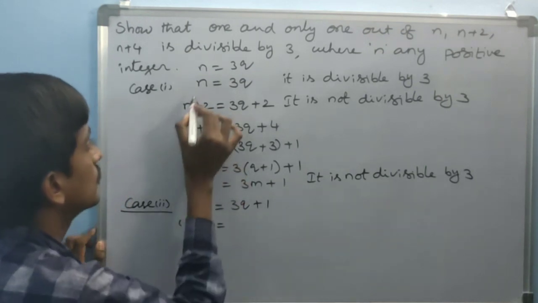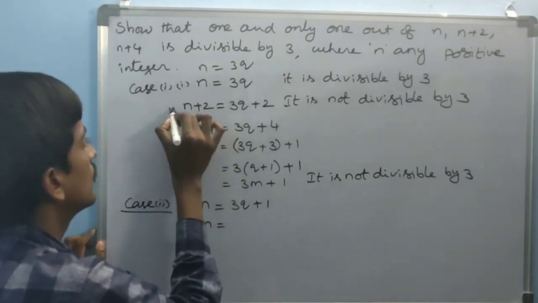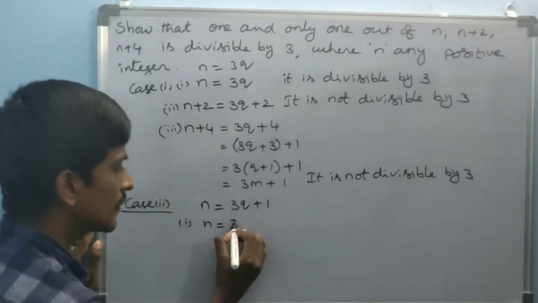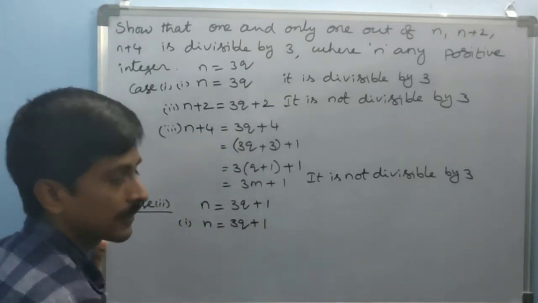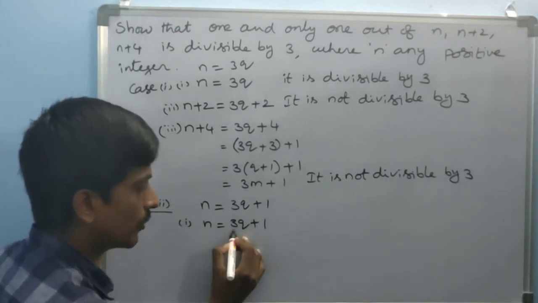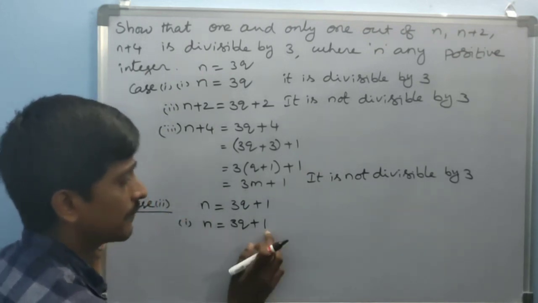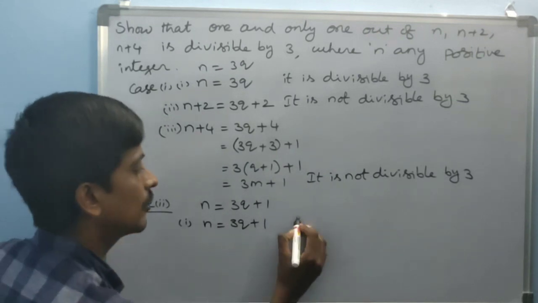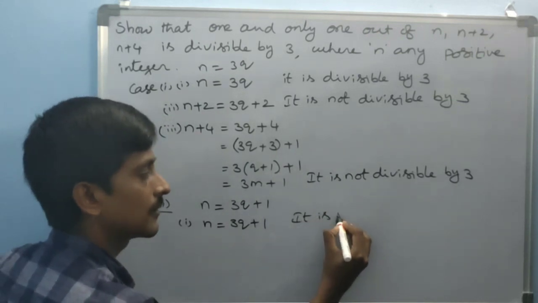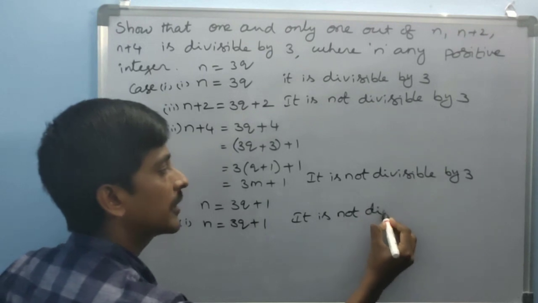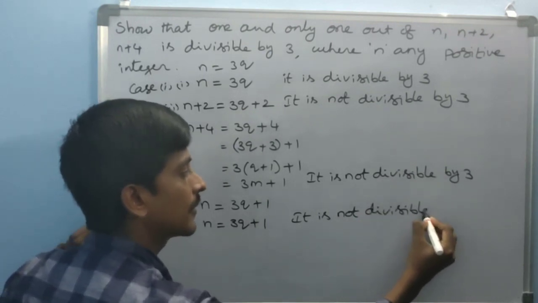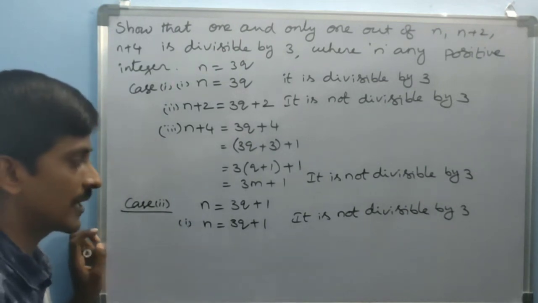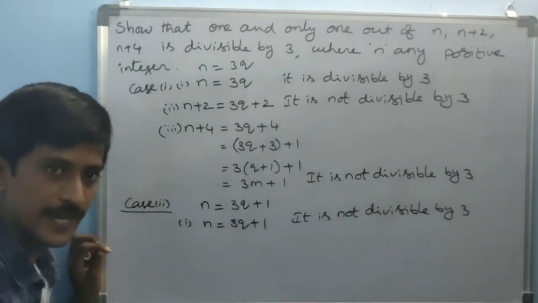n equals 3q plus 1. Here 3q is divisible by 3, but 1 is not divisible by 3, so 1 is the remainder. So it is not divisible by 3.